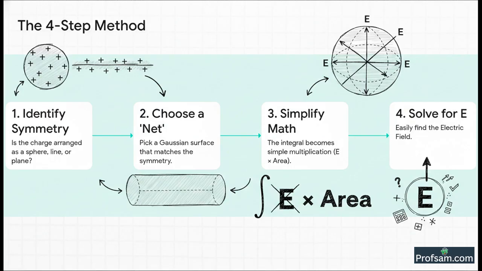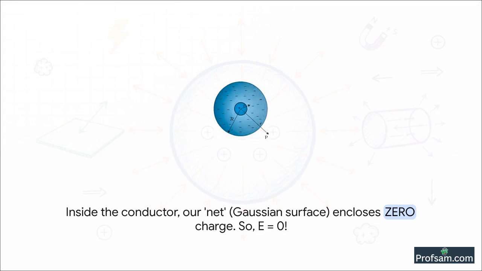It's fantastic. So let's go back and solve our starting mystery. We had that hollow charged sphere, remember? Let's use our shortcut. We'll draw our net, our Gaussian surface, inside the conductor. Now ask yourself the most important question. How much charge is inside our imaginary net? Well, since all the charge is on the outer surface, the charge enclosed, Q enclosed, is 0.